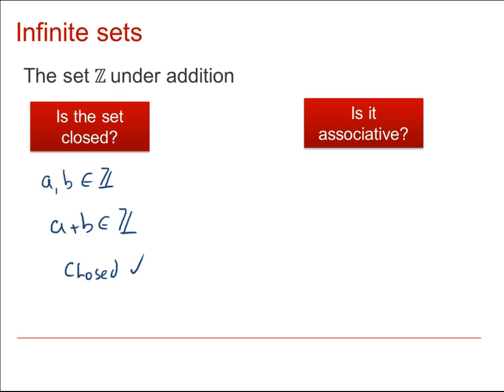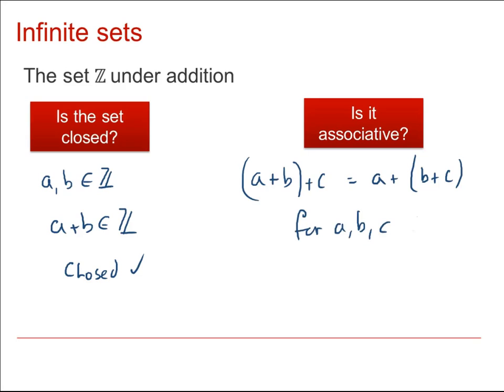Is it associative? Well, this is something that you're very familiar with. (a plus b) plus c is equal to a plus (b plus c), with the bracket written in a different position. So yes, it's true for all values of a, b and c that are in Z, and therefore we can say it is associative.